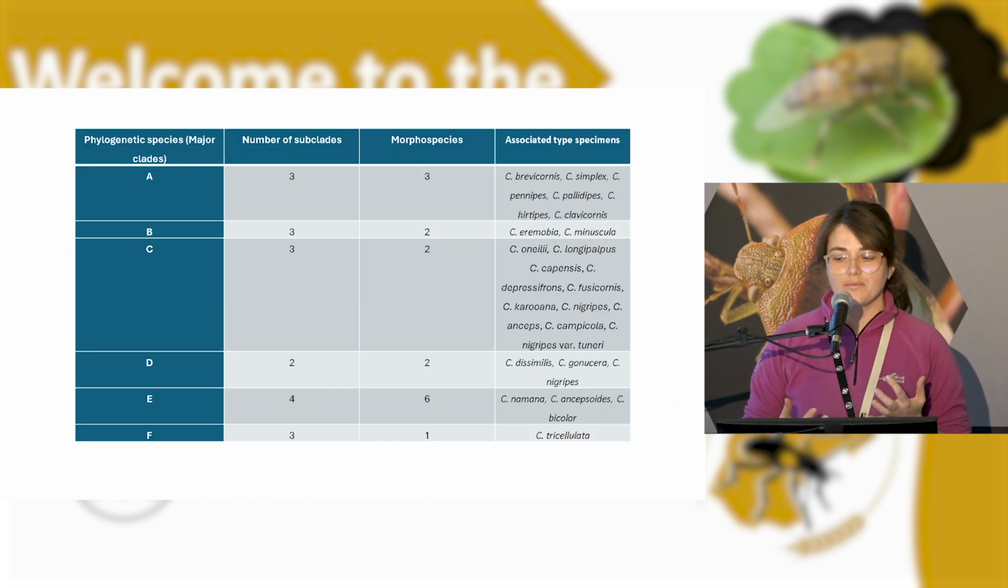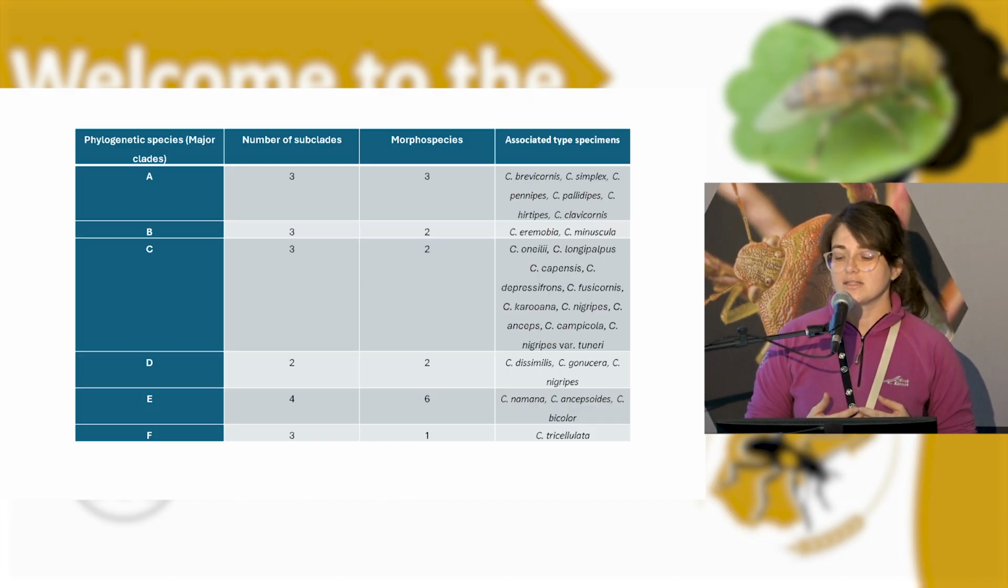So all this work can be summarized with the following table. From the Bayesian inference CO1 tree, there are 6 major clades that were the minimum species diversity for this genus. In each major clade, there were a number of subclades, and when I investigated the morphology for each subclade within each clade, I saw distinct clustering and was able to identify diagnostic characters that can be used to identify putative species based on these results, and I could then also link it to the current type specimens.